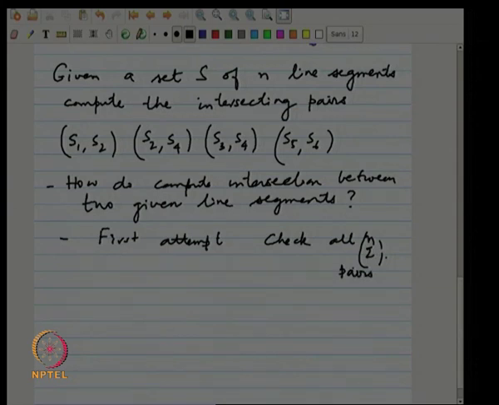And to check every pair, we know that it takes constant time. We just discussed that. So, that implies order n square. So, we have the first attempt, or the simple straightforward approach would be order n square operations, let us say.